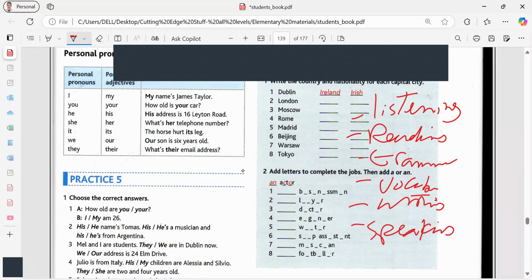So the first day we start with listening, grammar, and vocab. This is the first day: listening, grammar, and vocab. The next day we should start with reading, writing, and finally speaking. So which one would you like to revise together? Which one? I think grammar.